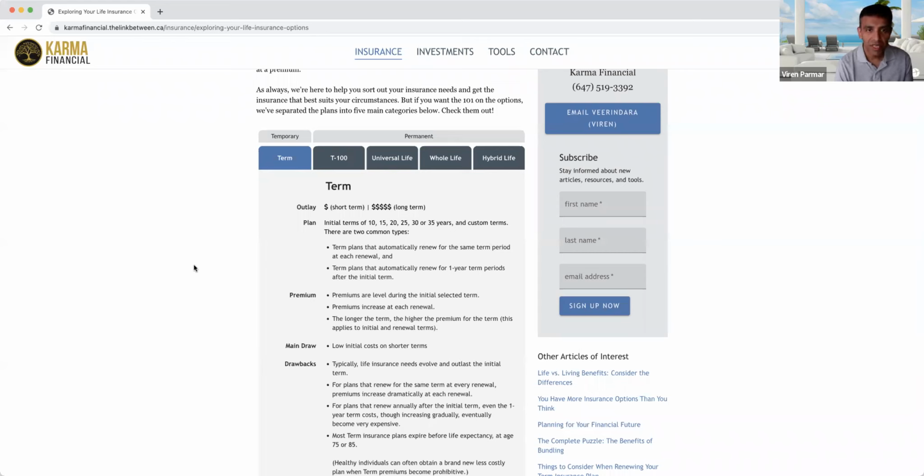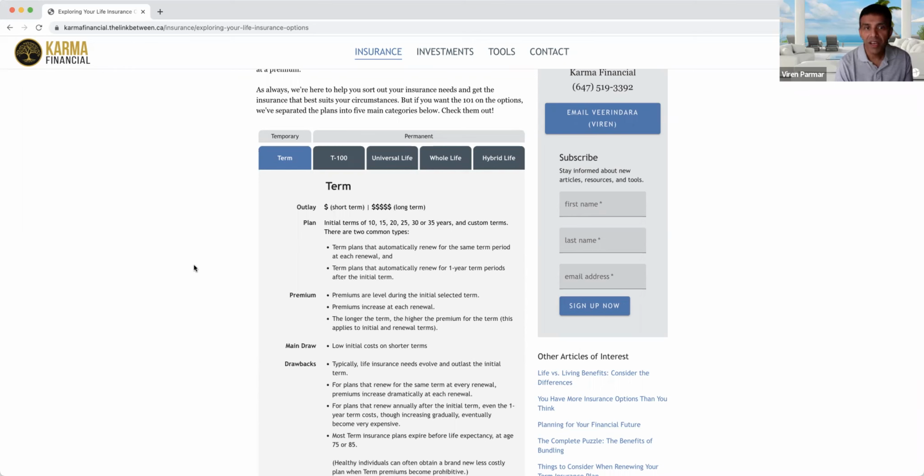You can increase the amount up to a certain limit determined by CRA. And the more you put in, obviously, the more potential investment return and accumulation you can have in the universal life. But the risk of the performance is on you, of course.